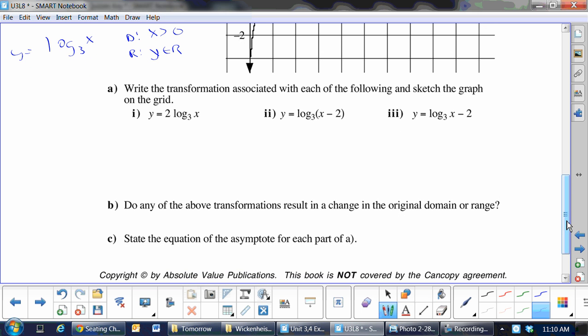Now, can anybody tell me what this is? What transformation? Who does the 2 belong with? So this one, I would take the time to go like this. So now, let's do a replacement. The replacement would be y got replaced with 1/2 y. So what is the transformation? Vertical stretch by 2. Okay? Now, think about it.